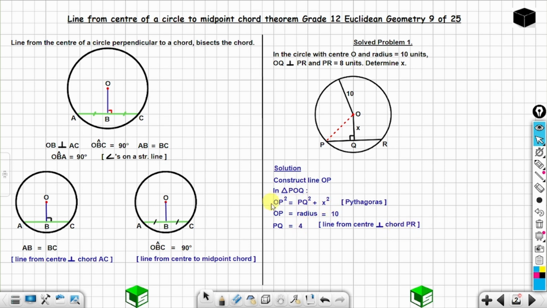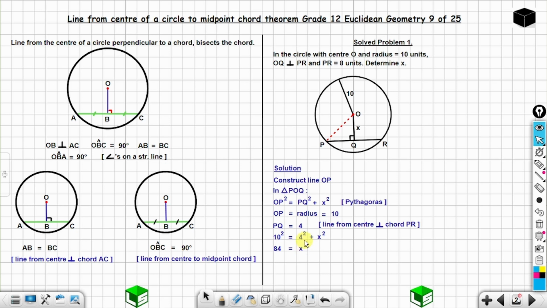Now let's use Pythagoras. OP squared, which is 10 squared, is equal to PQ squared, where PQ is 4, plus X squared. Now you have 100 and 16. When you transpose 16 to the left, you have 100 minus 16, which is 84. This is equal to X squared. I hope you can see that.